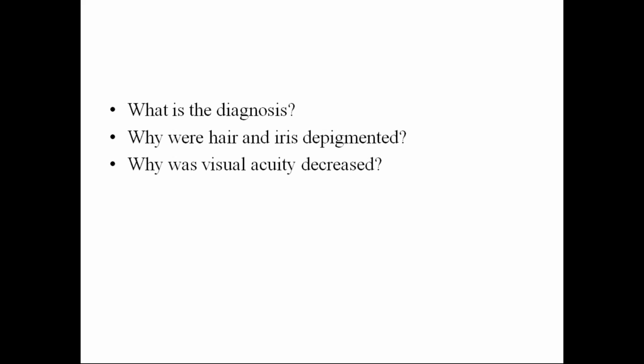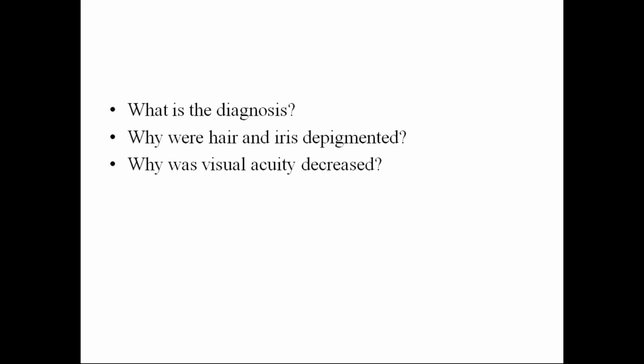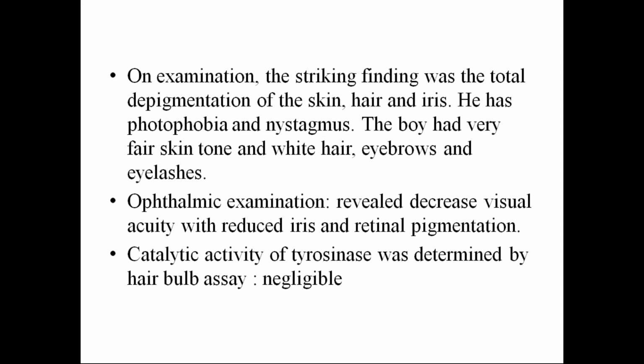And why is there a decrease in the vision? The macula is a structure present in the eyes. The pigmentation of the macula is affected in oculocutaneous albinism, which is one type of albinism. So in oculocutaneous albinism, this will lead to the decrease in the vision. So this is all about albinism.